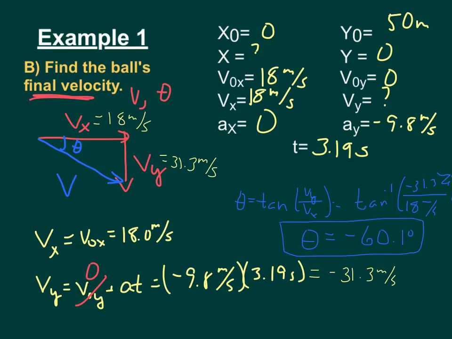And to find V, it's going to be equal to the square root of negative Vy squared, 31.3 squared, we're just using the Pythagorean theorem, plus 18 squared, which equals 36.1 meters per second. And you need both of these parts right here and right here to be correct.